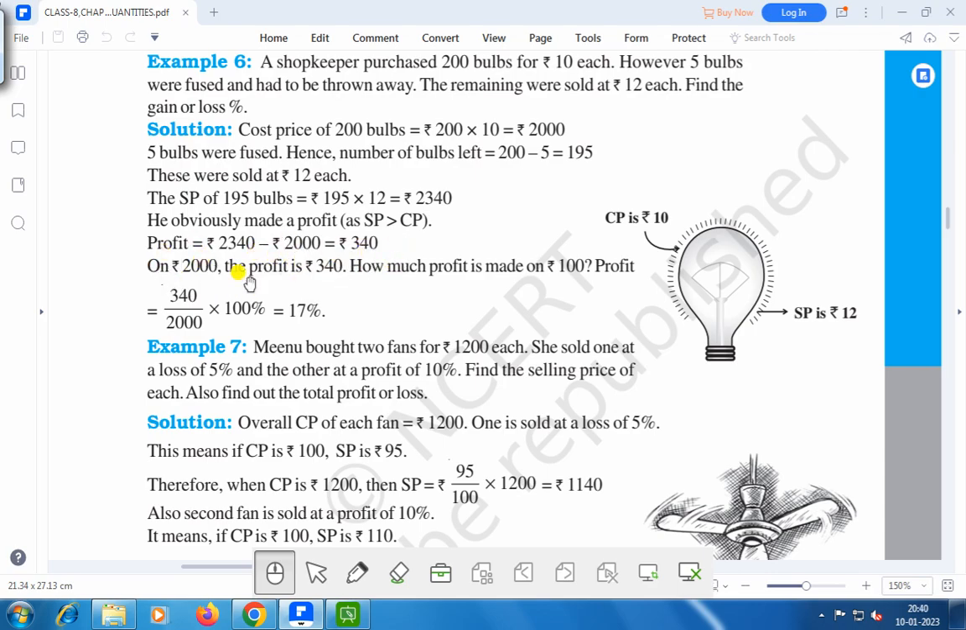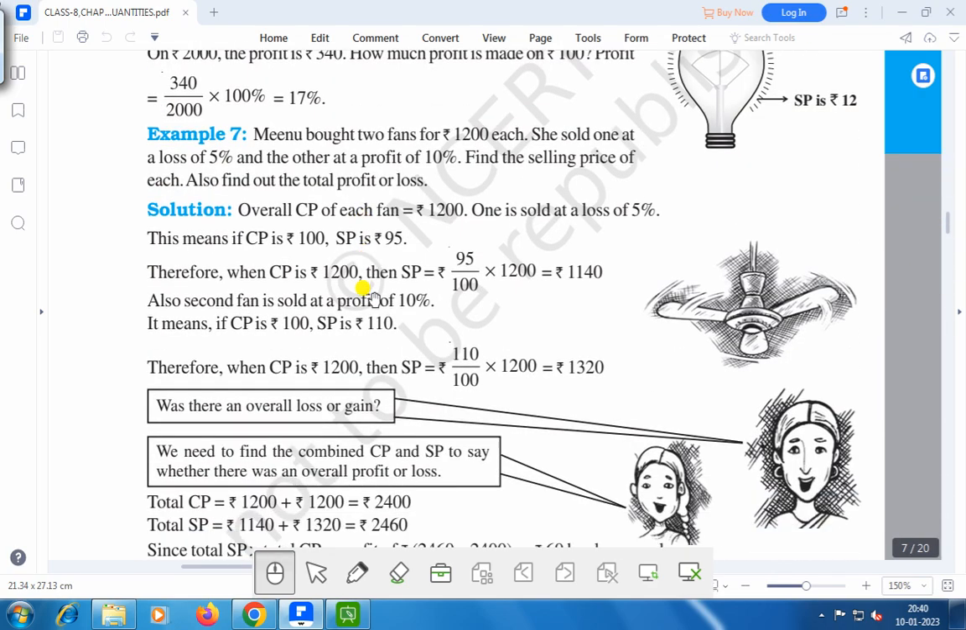On rupees 2000, the profit is rupees 340. How much profit is made on rupees 100? The profit percent is equal to 340 by 2000 into 100%, that is 17%.